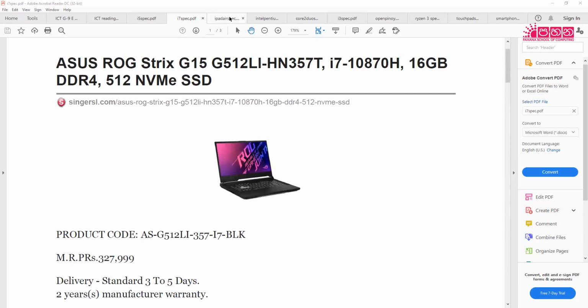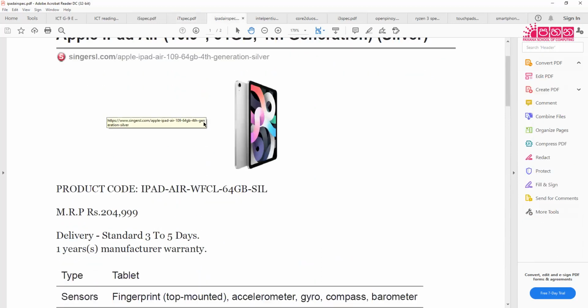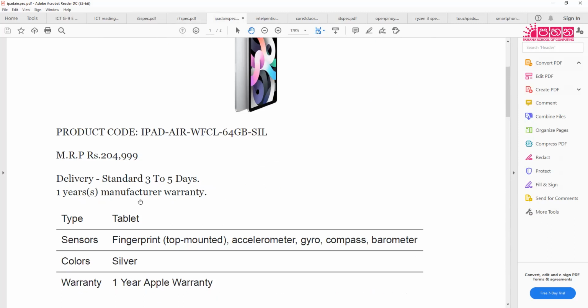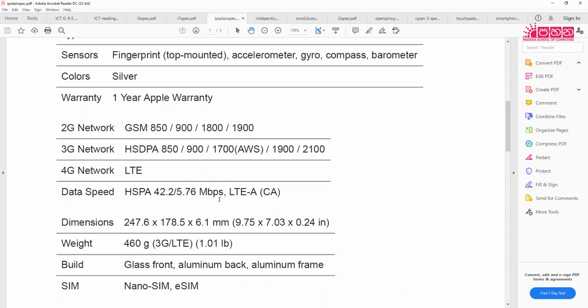Let's look at another one, maybe the iPad Air. So this is product code, price is given, delivery time is given, manufacturer warranty given. There are sensors: fingerprint, accelerometer, gyro, compass, barometer. There are a lot of sensors inside the mobile phone nowadays. The color is given, warranty is given.